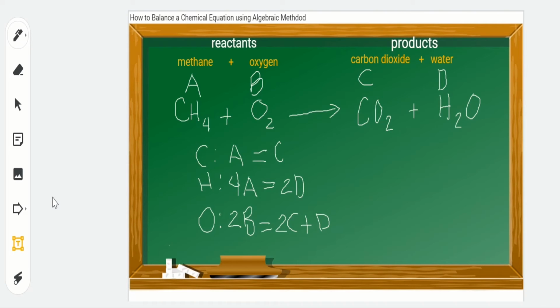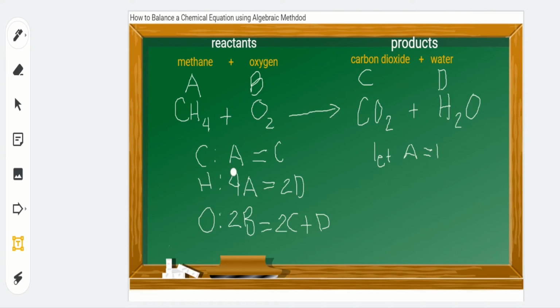Okay? So, pwede tayong mag-start sa pinakasimpleng equation. And again, mag-start tayo sa pinakamababang possible na value ng coefficient, which is 1. Kung hindi pwede si 1, and then proceed tayo sa 2. Okay, so here, ito yung pinakasimple. A is equal to C. So, pwede natin sabihin na let A be equal to 1.